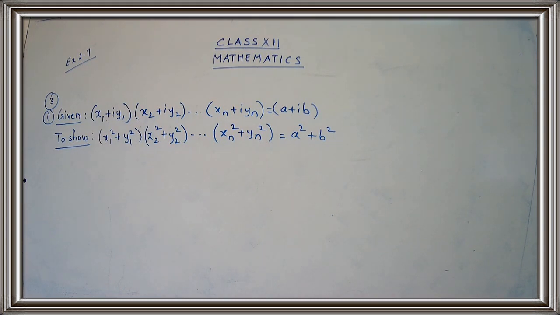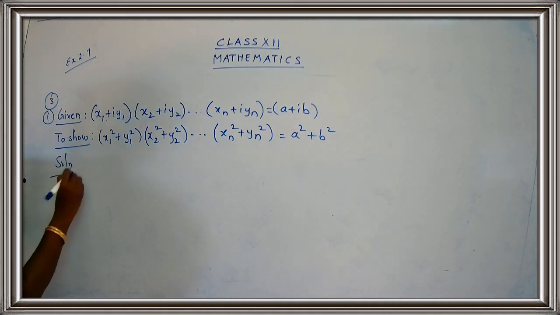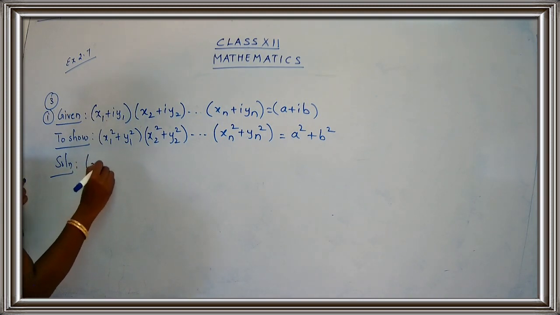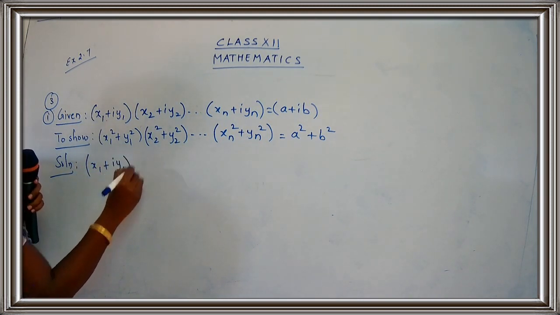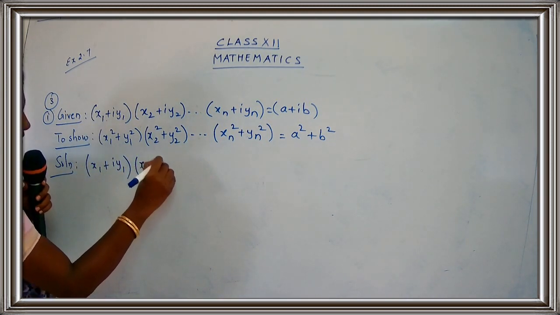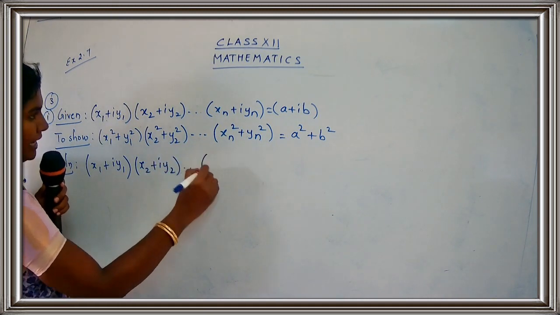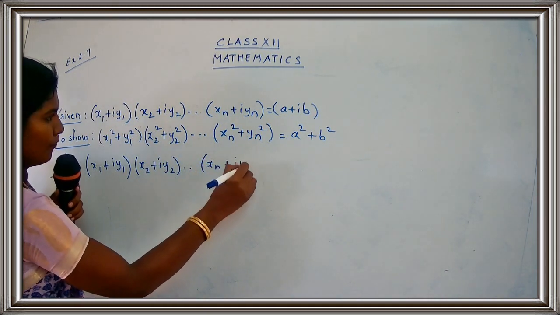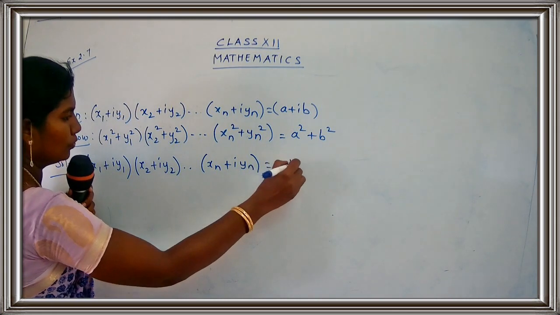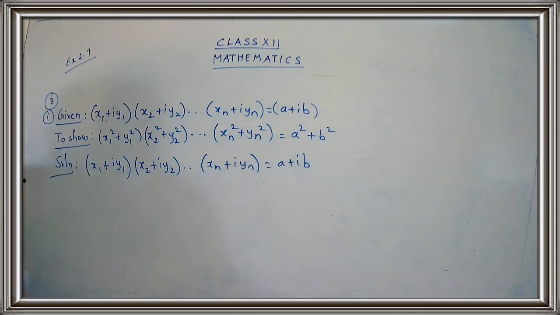Okay, now we are just going to go for the solution part. Write down solution, or you can just write proof. Solution: x1 plus iy1, x2 plus iy2, xn plus iyn, this is equal to a plus ib. So we are just going to start with the given part. Take down the given part.